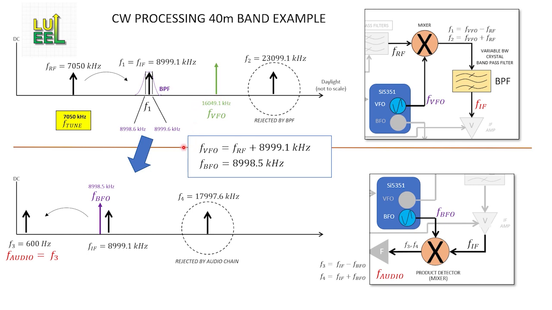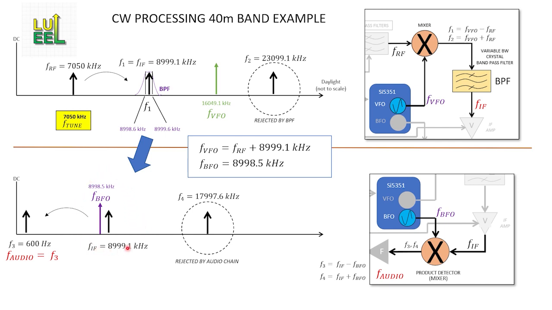Now that I've got my IF signal at 8999.1 kHz, I need to mix it with a BFO signal to make it audible. And here comes a slick little trick. The difference between the BFO frequency and the IF frequency will determine the pitch of the sound that I hear. For example, if I want to hear a 600 Hz tone, then I need to mix the IF signal with either a high side injected 8999.7 kHz BFO signal or a low side injected 8998.5 kHz BFO signal.